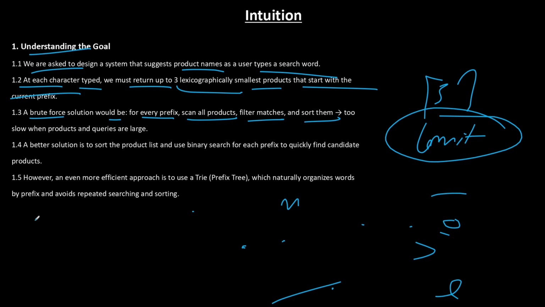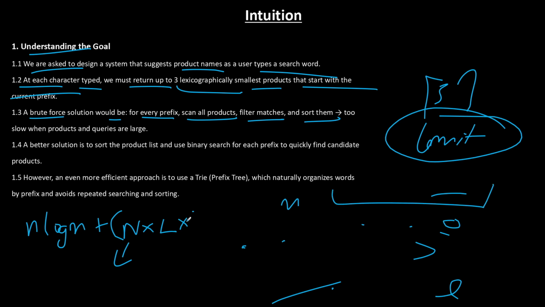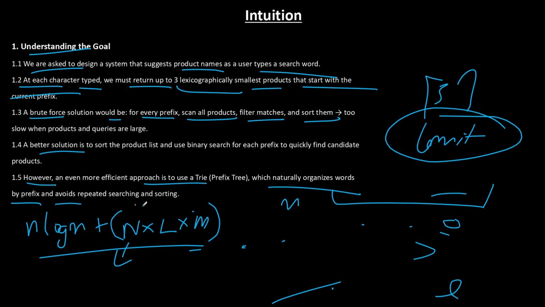So the time complexity will be nearly n log n for sorting the product list, plus the size of the prefix given to us, multiplied by the length of each word in the product, multiplied by M as you iterate the complete product list. Got it? So what could be the better approach? A better, more efficient approach would be using a trie, a prefix tree, which naturally organizes words by prefix and avoids repeated searching and sorting.